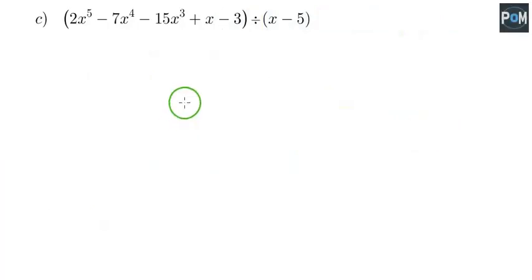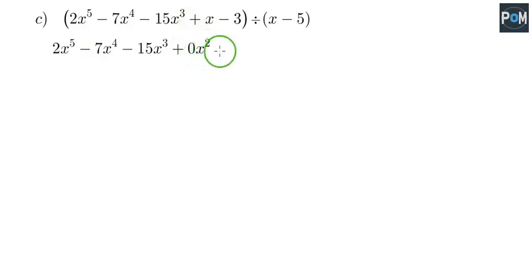Example C, we need to divide this polynomial by the binomial x minus 5. We have x to the power of 5, x to the power of 4, x to the power of 3. We are missing the term x squared, which means that here it will be 0x squared. So our polynomial, which we will put in the table, will be 2x to the fifth unchanged. Here unchanged, unchanged. Here we add 0x squared, and the rest we copy, which is plus x minus 3. And only now, after such completion, we make a table.